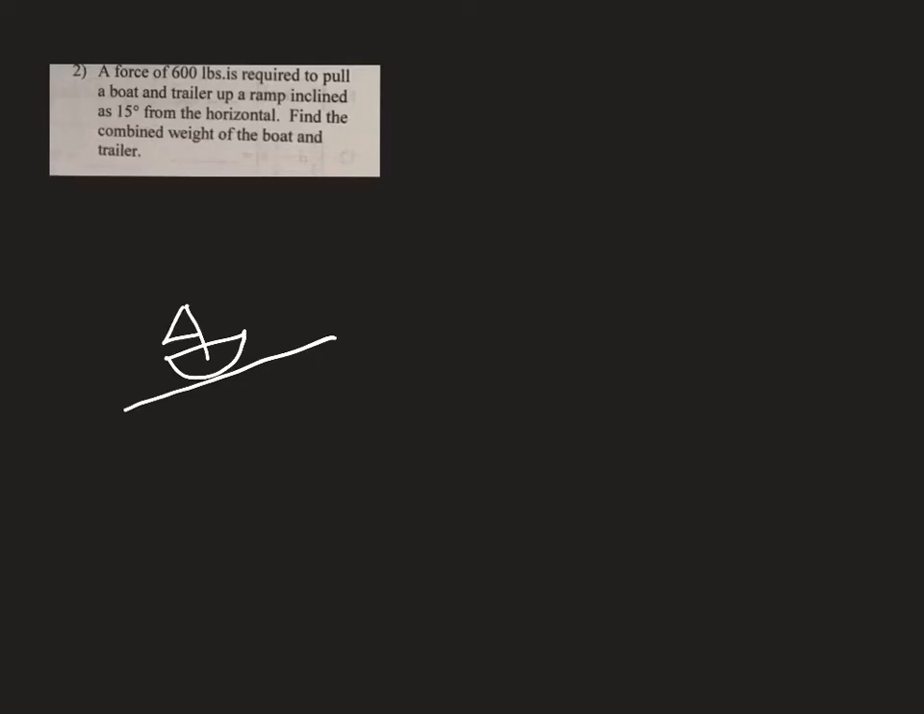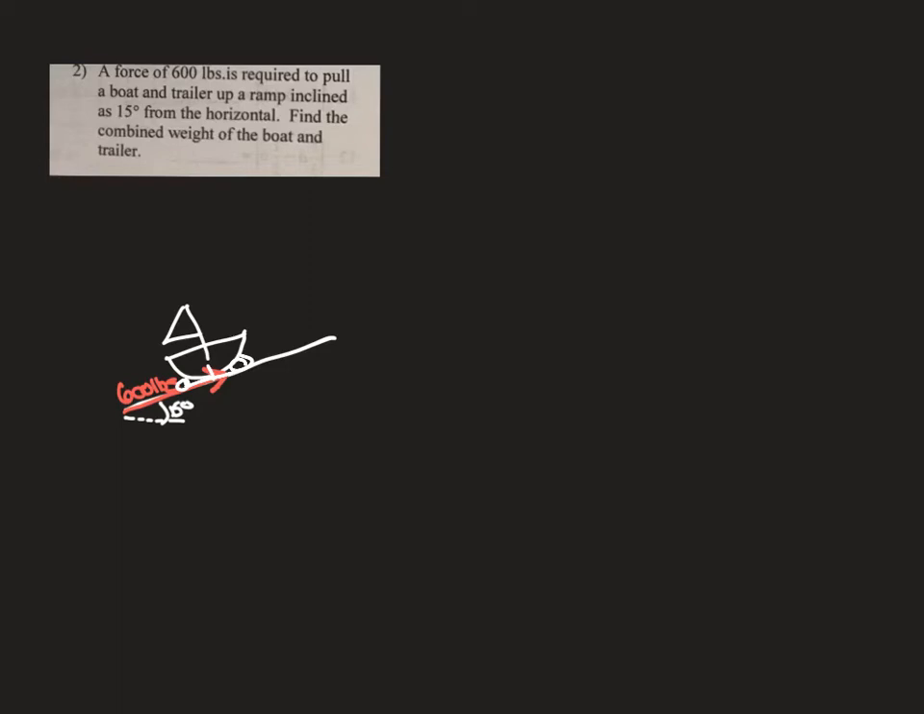So here's my boat. And it says that the force required to pull the boat up the ramp is going to be 600 pounds. We know this ramp has an incline of 15 degrees. And so what we're trying to find is... I didn't draw it, but the boat is obviously on a trailer of some sort, so there's its trailer.